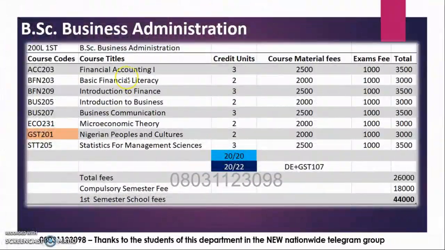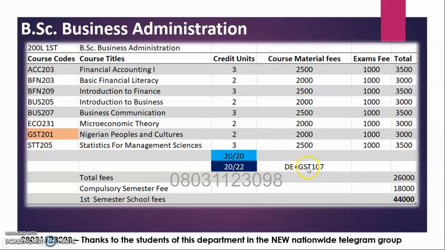Then 200 level first semester, you have these courses to register. Like I said, you won't be registering GST 2 or 3 because this is not a science program. So only those offering science programs will register GST 2 or 3. You will have to carry all of them and pass all of them.